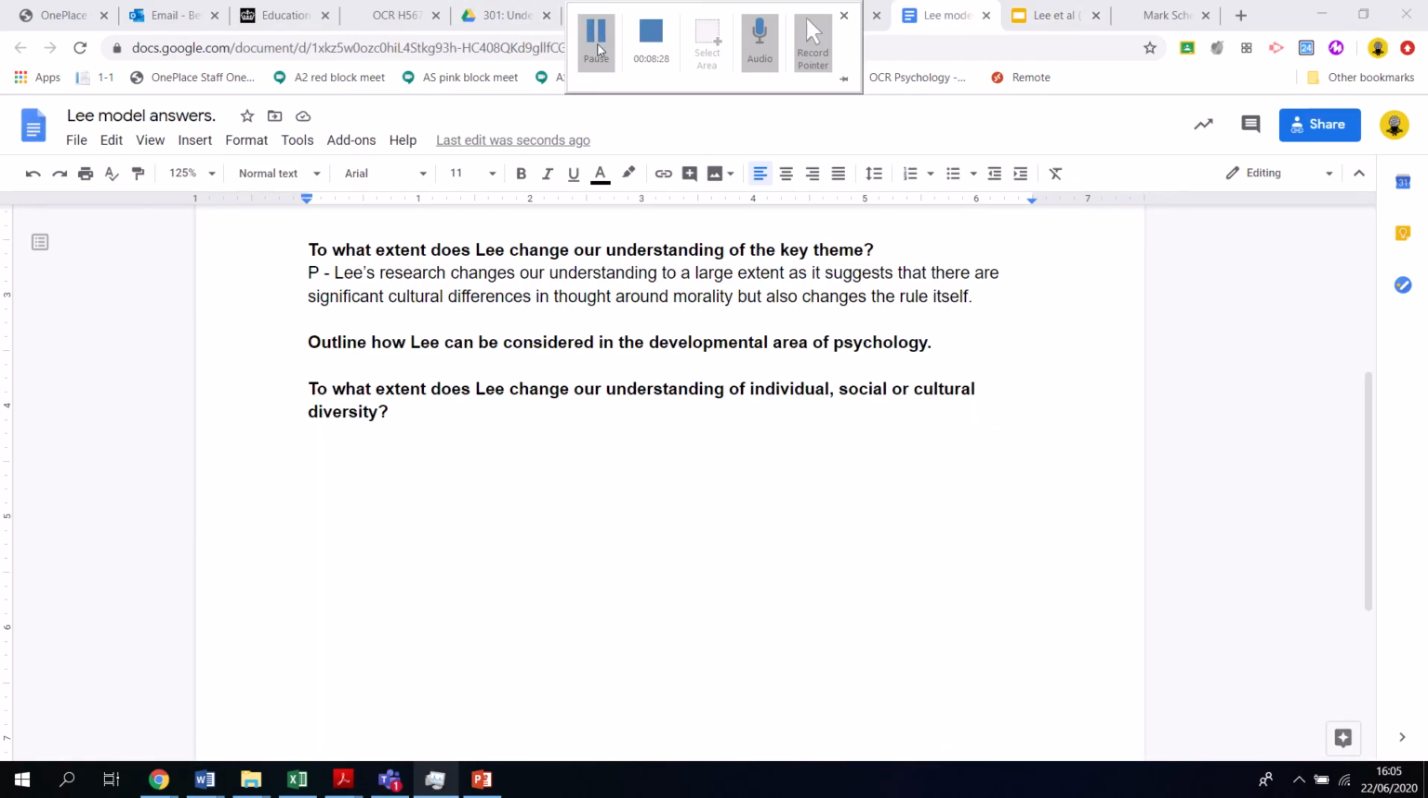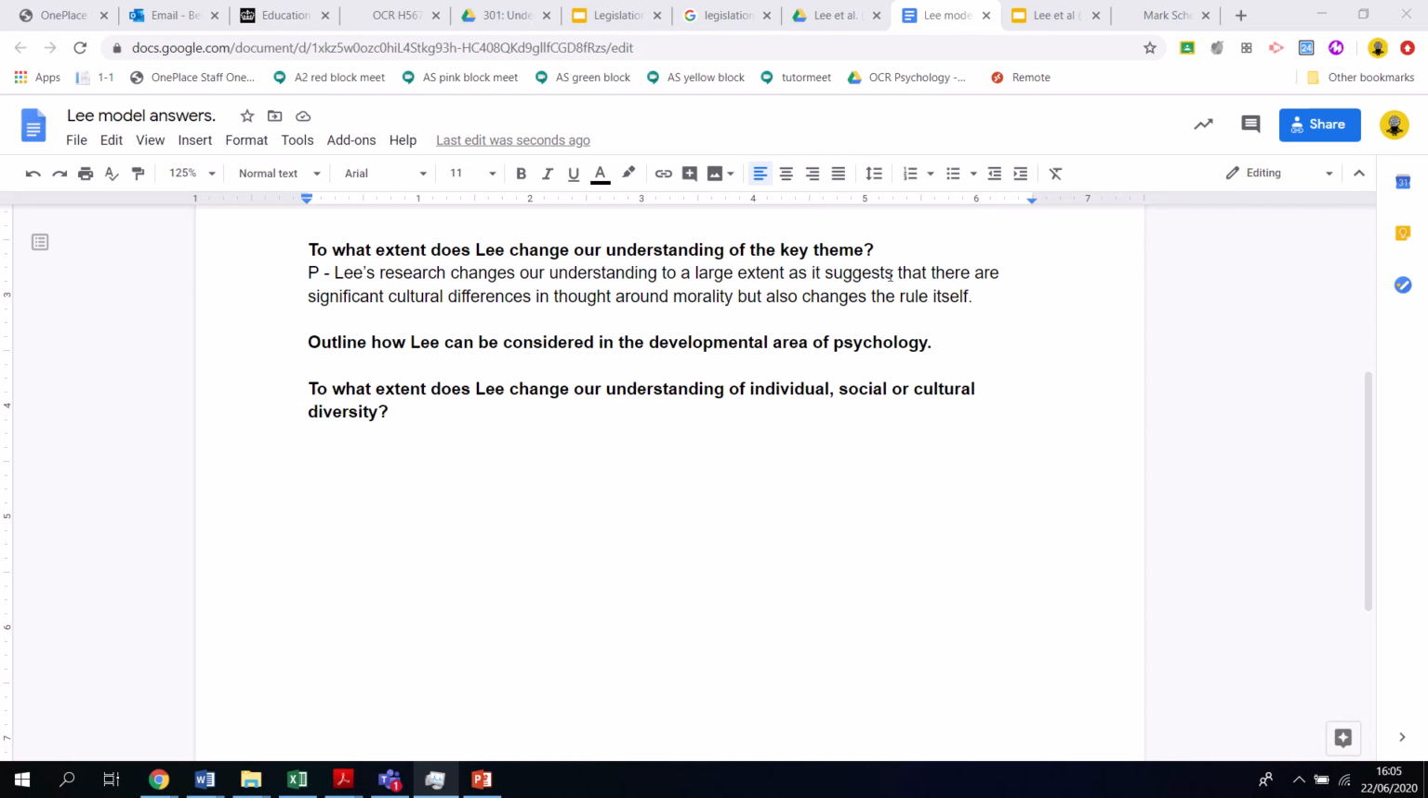Okay, so I've just taken that as my point. I've just picked one of the 2 because usually, like I say, you only need to take one and you're expected to be able to expand and explore that point and elaborate upon it. So I've just taken the point that Lee's research changes our understanding to a large extent. Because I've written 'to a large extent', I've addressed the 'to what extent' part of the question. It is often written into mark schemes that when questions are phrased 'to what extent', if you don't address that part, then you can't get full marks, or sometimes even into the top band.